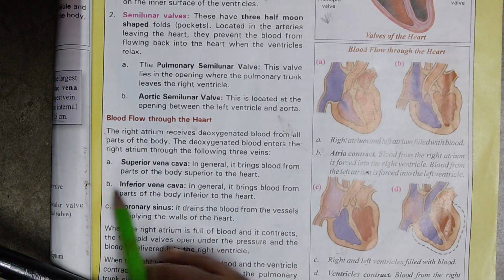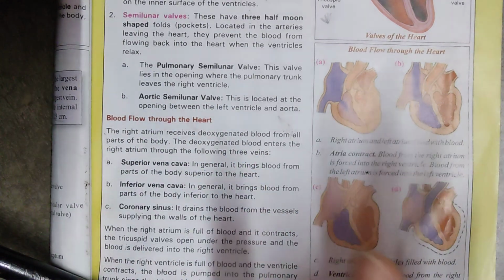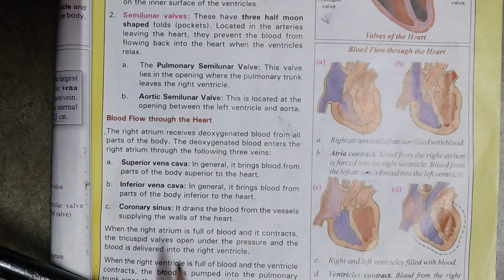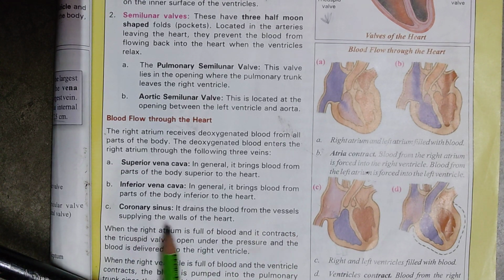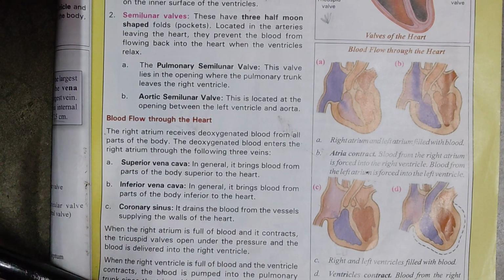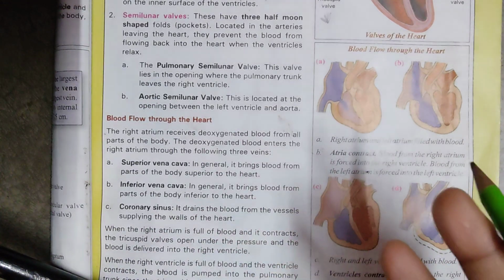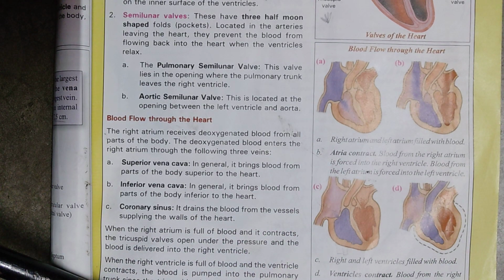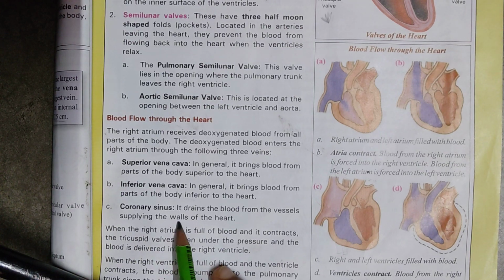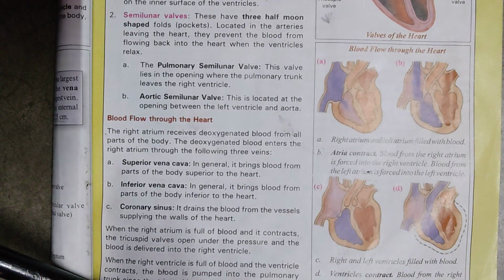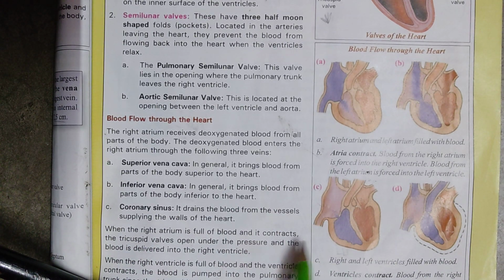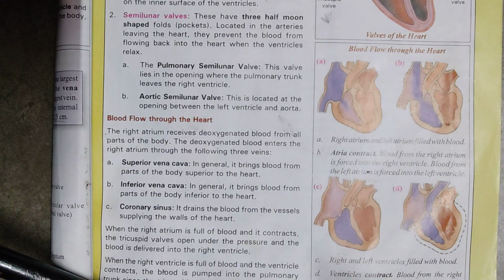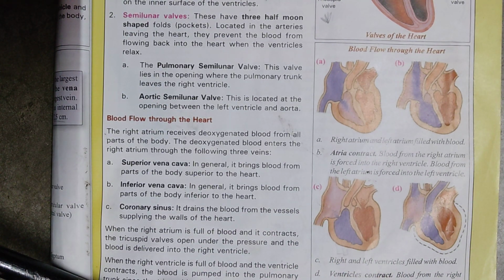So from the superior and the inferior vena cava, the blood from throughout the body is coming to the right atrium. What does the coronary sinus do? It drains the blood from the vessels supplying the walls of the heart. The walls of the heart also require blood. Who circulates this blood? The coronary sinus. But this blood also has to get oxygenated and deoxygenated. So the coronary sinus brings all the blood from the vessels supplying the walls of the heart to the right atrium.